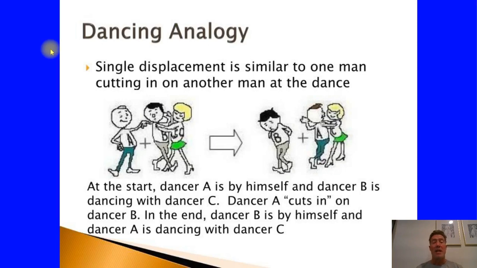It's similar to a man cutting in on another man on the dance floor. So at the start of the dance, dancer A is by himself, dancer B is with his hottie. Dancer A cuts in on dancer B, displacing him or replacing him, and now dancer A is dancing with C, and B is going home alone.